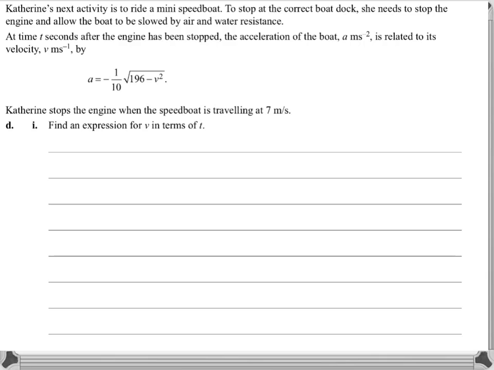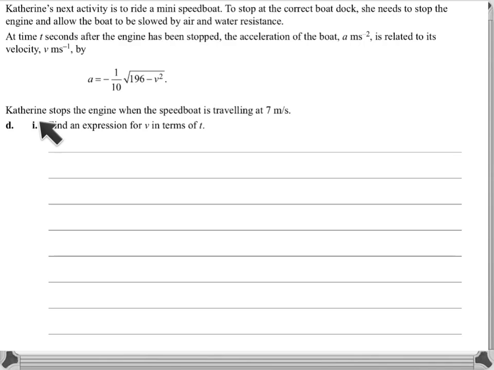Alright, we're coming to the last part. Catherine's next activity is to ride a mini speedboat. Now to stop at the correct boat dock, she needs to stop the engine and allow the boat to slow by air and water resistance. At what time, t seconds, after the engine has been stopped, the acceleration of the boat is related to velocity. Here we go. So we've got acceleration in terms of velocity.